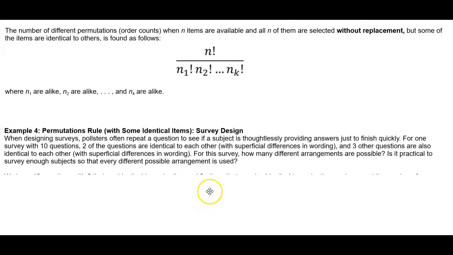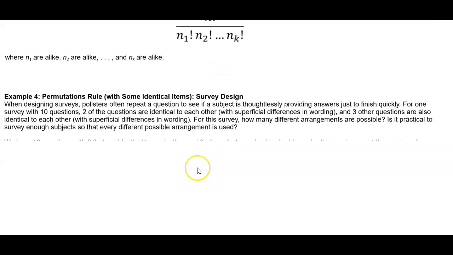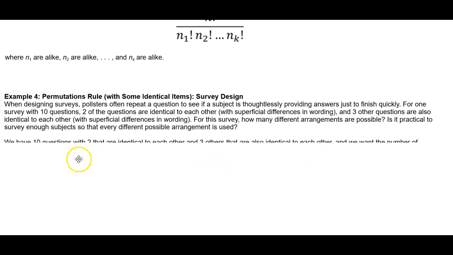Survey design. When designing surveys, pollsters often repeat a question to see if a subject is thoughtlessly providing answers just to finish quickly. For one survey with 10 questions, 2 of the questions are identical to each other with superficial differences in wording, and 3 other questions are also identical to each other with superficial differences in wording. For this survey, how many different arrangements are possible? And is it practical to survey enough subjects so that every different possible arrangement is used?